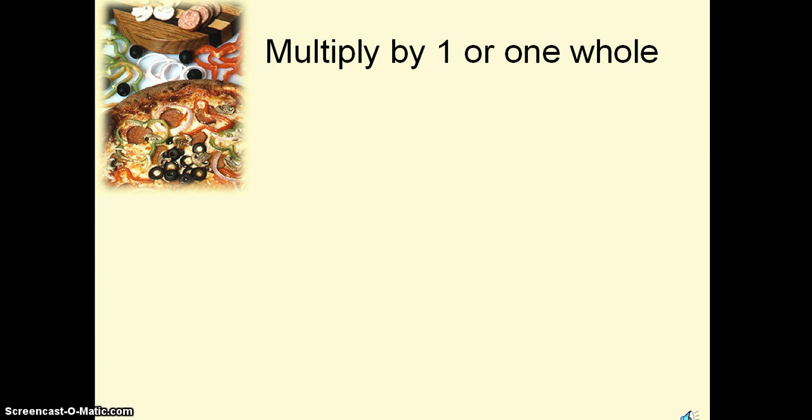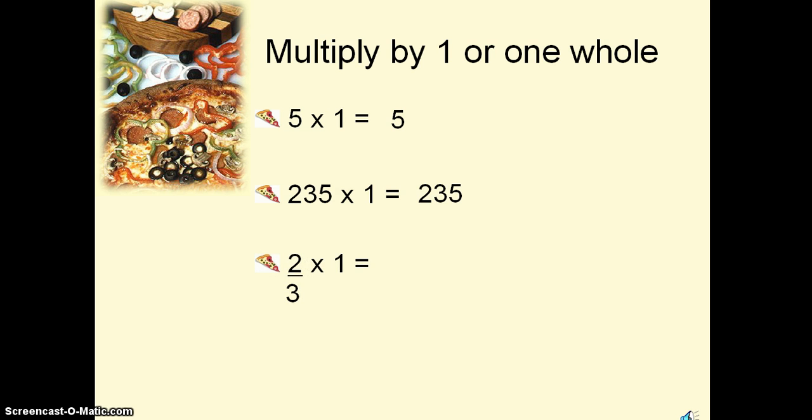Okay, we're going to talk about something else. Let's talk about when you multiply something by 1, or 1 whole. If I multiply 5 by 1, 5 times 1, all of you know the answer is 5. 235 times 1 is going to equal 235. 2/3 times 1 is going to equal 2/3. A times 1 is going to equal A, because anytime you multiply anything by 1, you're going to get your original number.